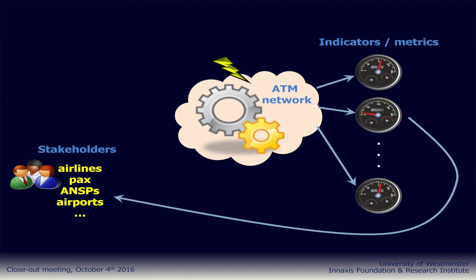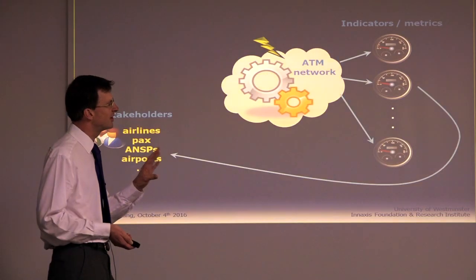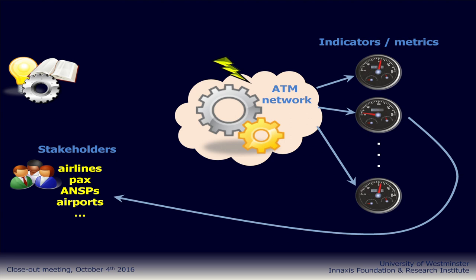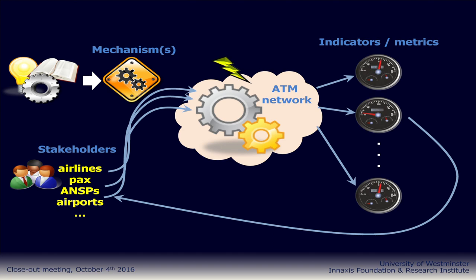Nothing goes to plan. We have disturbance and uncertainty. And so we have to understand and include the impact of disturbance and uncertainty in our simulation models. Because we know disturbance and uncertainty is bound to happen ahead of time, we come up by thinking and engineering different types of mechanism that we can apply to the network from the stakeholders to try and mitigate this uncertainty and disturbance.